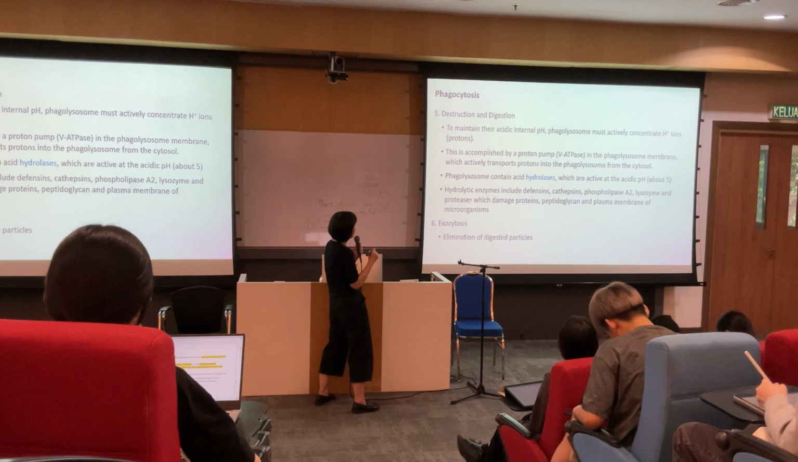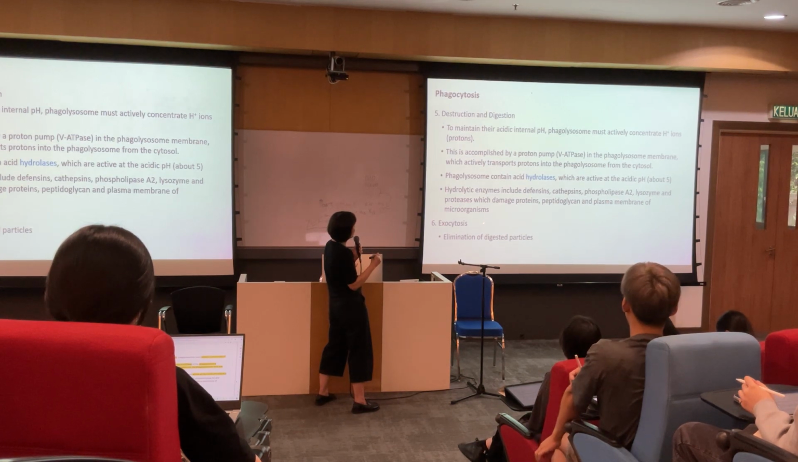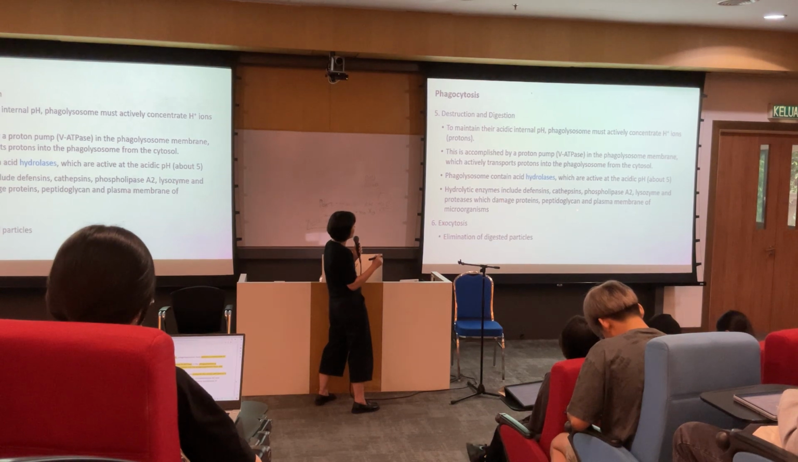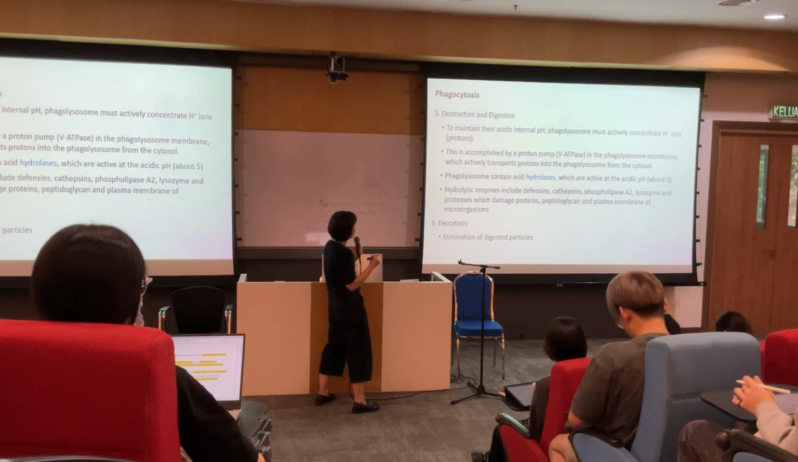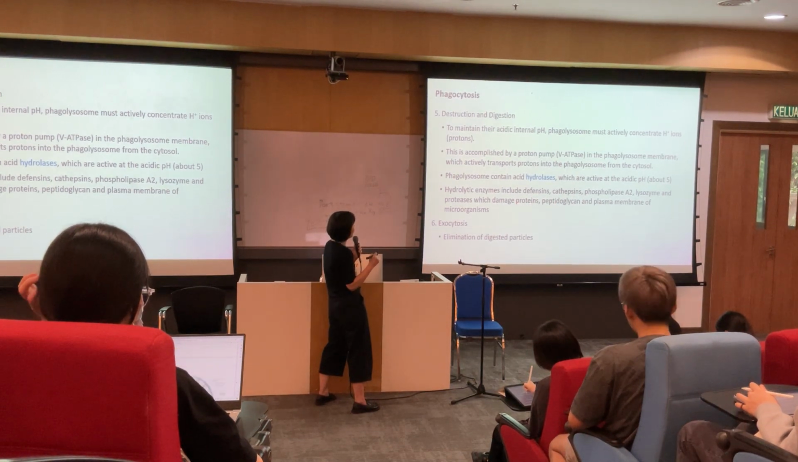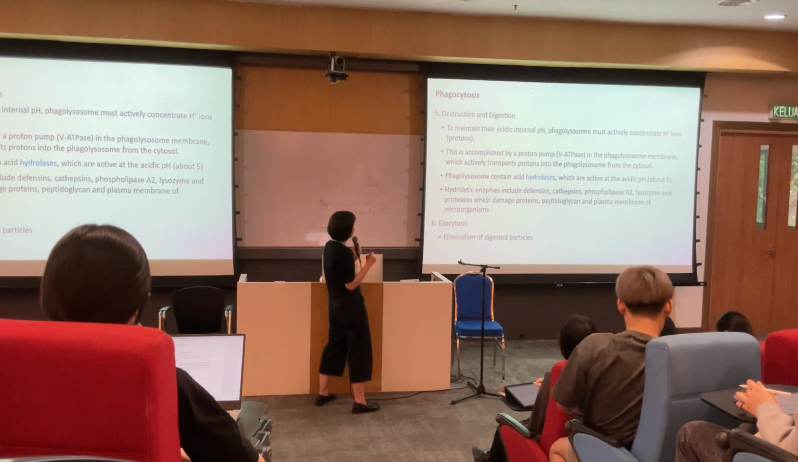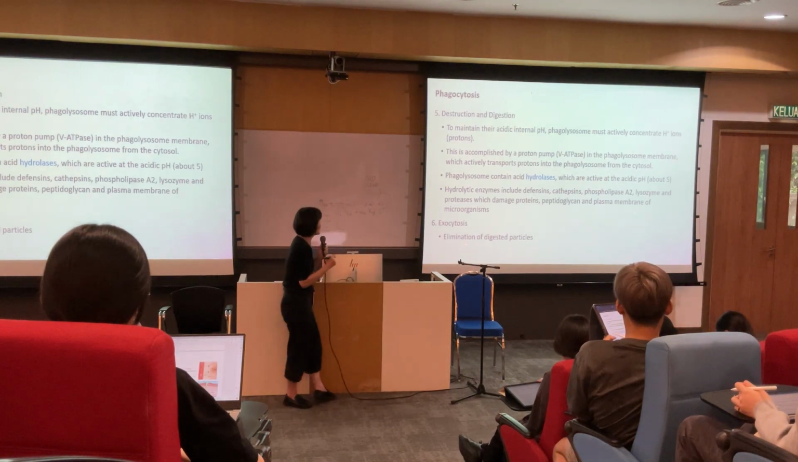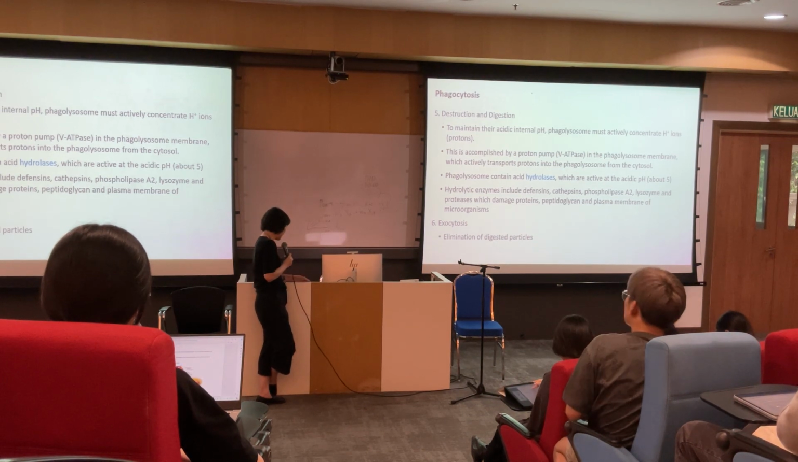Those hydrolytic enzymes include defensin, cathepsin, phospholipase A2, lysozyme, and other proteases, which can damage the bacterial protein, peptidoglycan, plasma membrane, and so on. So it contains a lot of enzymes trying to destroy every single part. Some of these enzymes destroy the protein, some destroy the lipids, some destroy the polysaccharide. Alright, when they have been destroyed, the last step is exocytosis, and they try to eliminate all the digested particles out of that phagocyte.